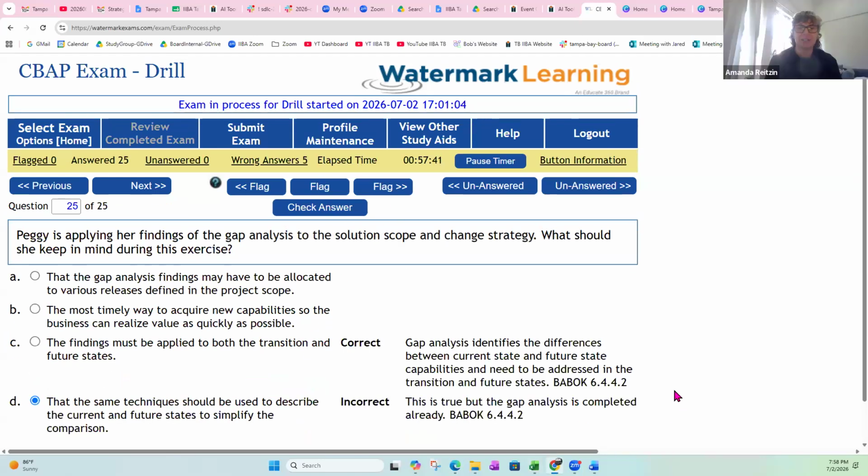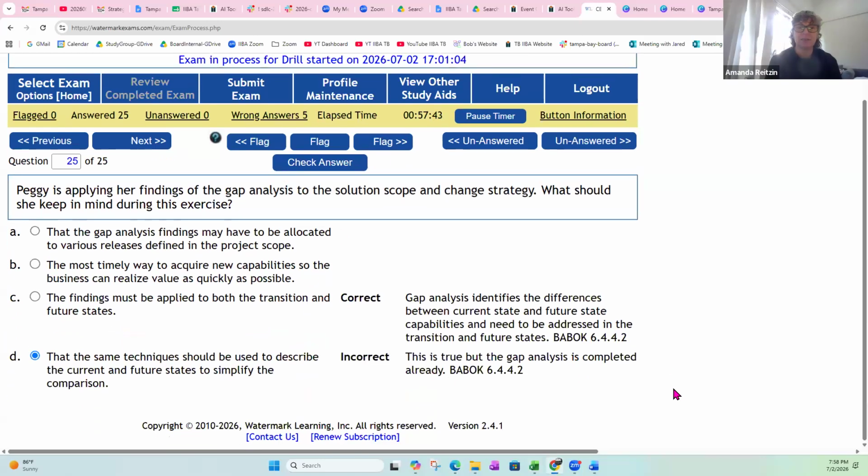I don't really understand what the question's asking. C is true, but gap analysis is already completed. If you hadn't done gap analysis already, you could do that for current and future state. So the findings must be applied to both the transition and future states. Gap analysis identifies the difference between current state and future state capabilities and the needs to be addressed in the transition and future states.